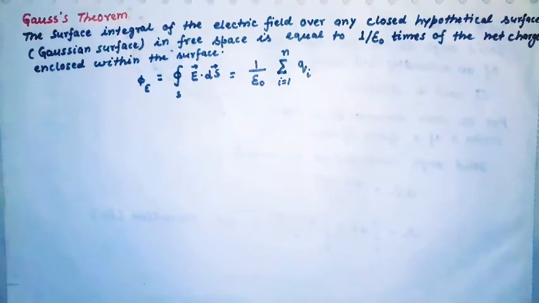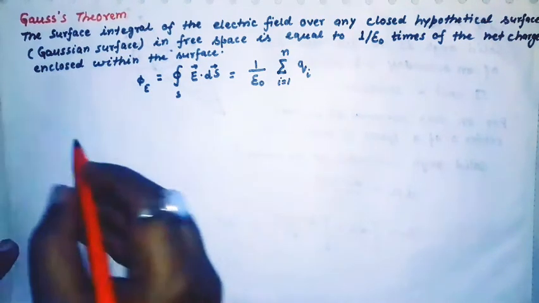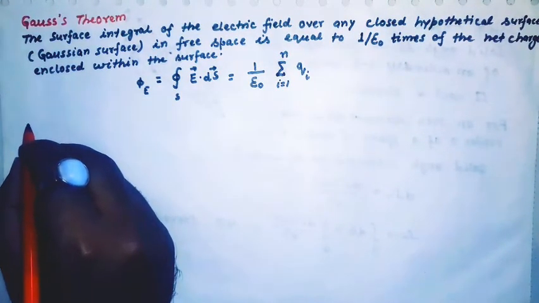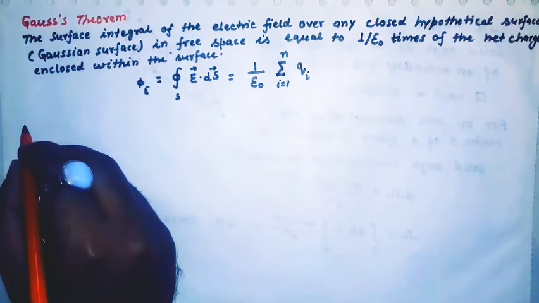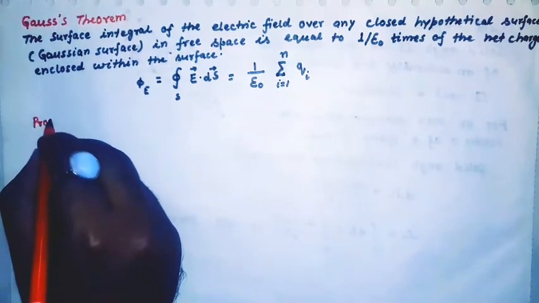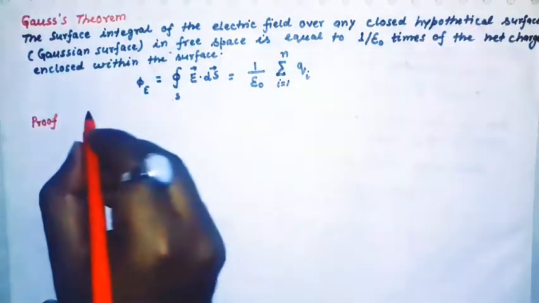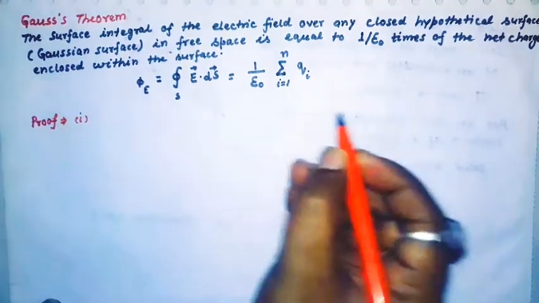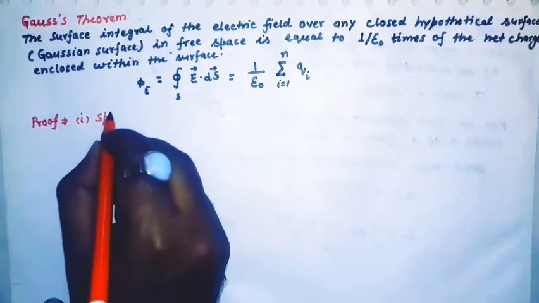So now we will move to the proof of this theorem. How to prove this theorem? First we will prove this theorem for a spherically symmetric surface, and later we will prove this theorem for an asymmetric surface or any kind of random type surface. So first we will prove it for a spherically symmetric surface.